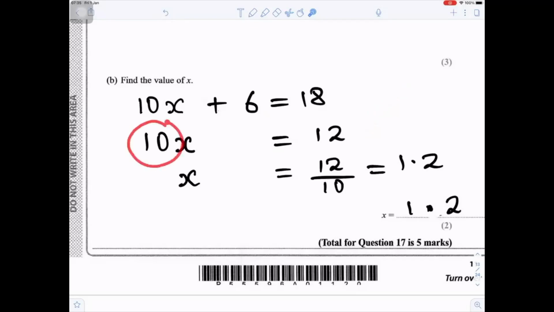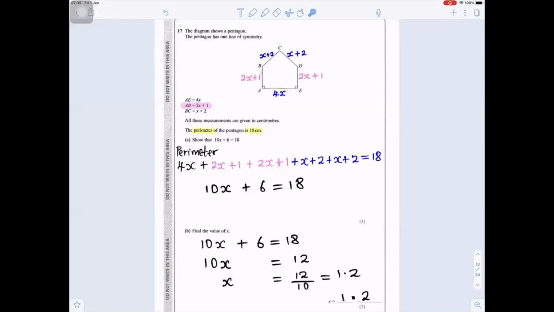Now we want to remove the 10. It is a times 10. We don't write the times, but there's a times there. The inverse operation, the opposite of times 10, is divide by 10. So you divide 12 by 10. When you divide by 10, you move the decimal place 1 place inside. So it just becomes 1.2. So your answer is 1.2 for x. So this is the complete solution to that question. You wanted to show that 10x plus 6 equals 18 on the left hand side for part A, and part B was to find that value for x.